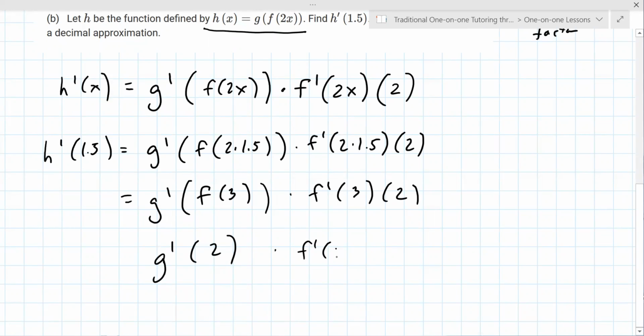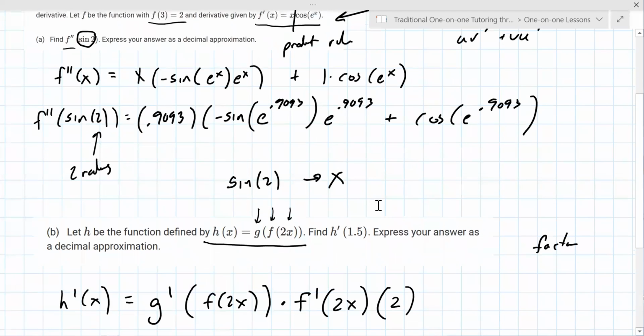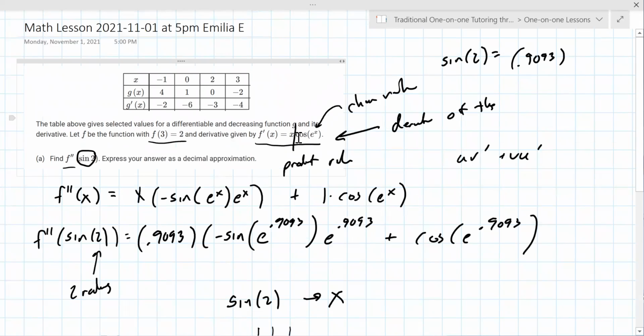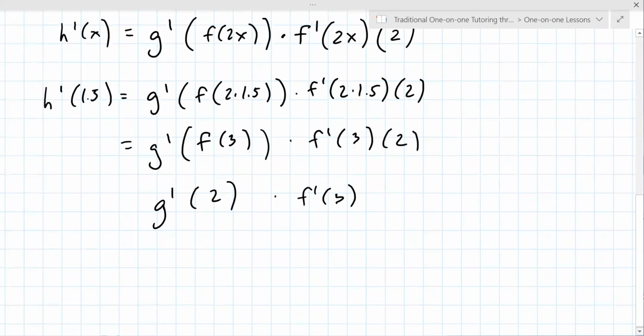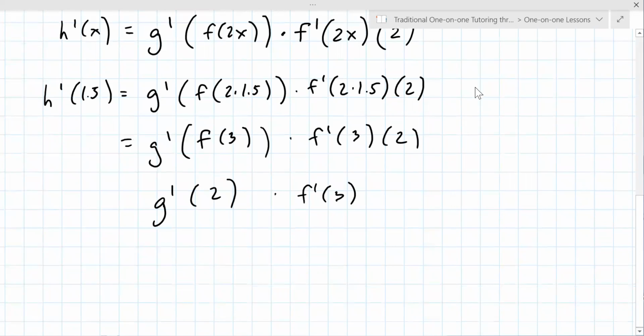times f prime of 3, which I don't know if that's given. No, it is. So f prime of x is up here. Let me snip that. Let me snip that again. This is very complicated, in the sense that there's a lot of going back and looking for stuff.